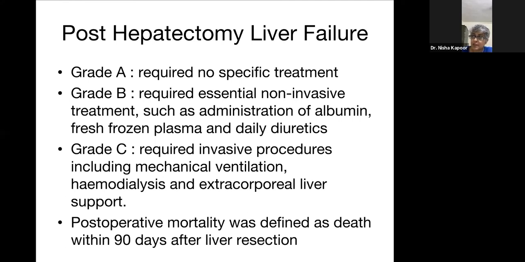Now, this post-hepatectomy liver failure is graded as grade A, B, and C, where in grade A, we require no specific treatment. In grade B, we require essential non-invasive treatment like giving albumin, FFPs, and daily diuretics. Grade C will require invasive procedures including mechanical ventilation, hemodialysis, and extracorporeal liver support. Perioperative mortality post-resection was defined as death within 90 days after liver resection.